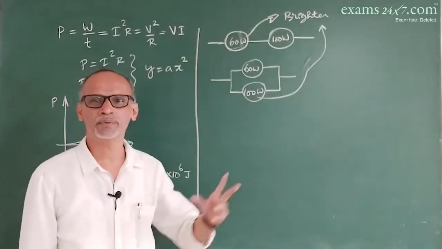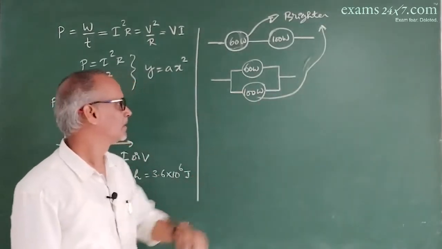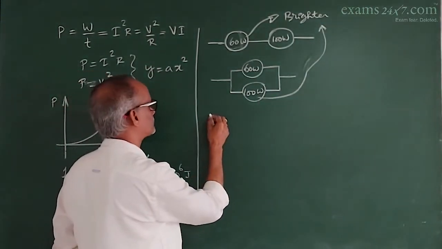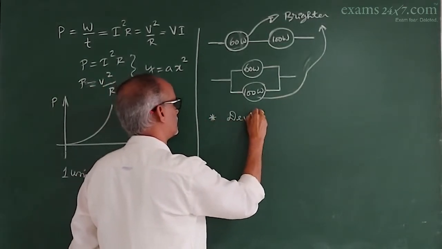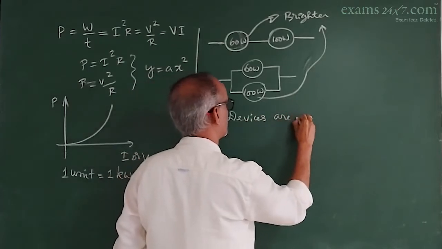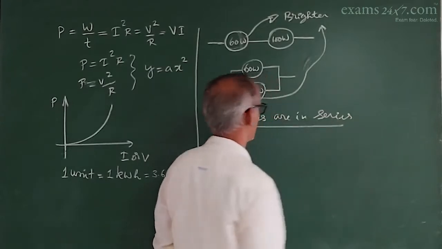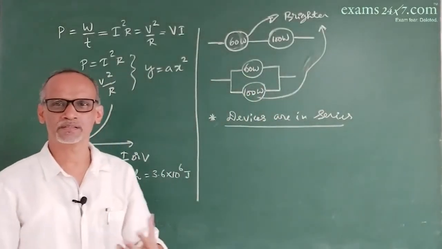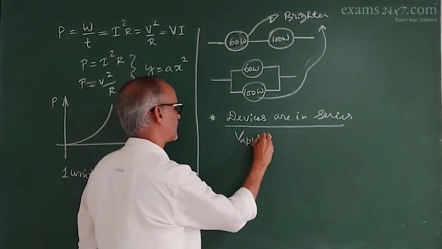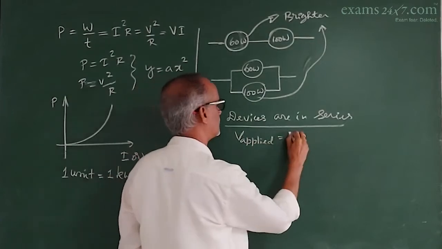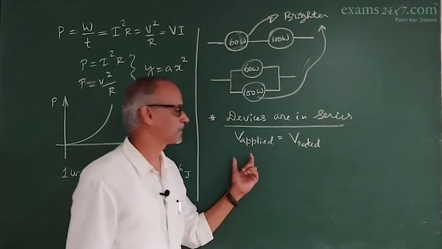So this is a point which you have to remember. In series, low wattage will glow brighter. In parallel combination, the high wattage device will glow brighter. Now, if devices are different devices, if they are connected in series, and if the voltage applied is equal to the rated voltage.